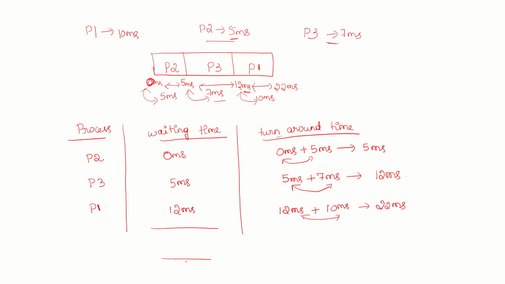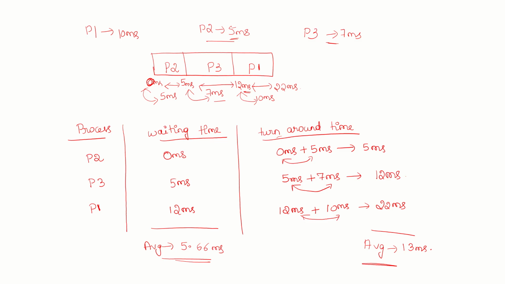Now we will calculate the average values. Now if you calculate the average of 0, 5, 12, it will come around 5.66 milliseconds. Okay. In the same way, if you try to find out the average turnaround time, you have to add 5, 12, 22 divided by 3. You will get the average as 13 milliseconds. Okay. This is how you can solve for shortest job first algorithm.